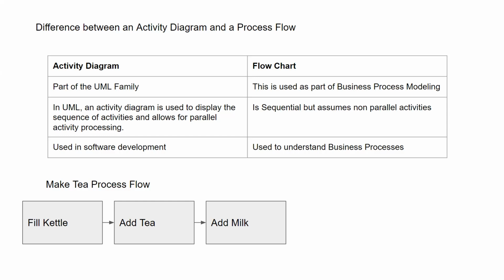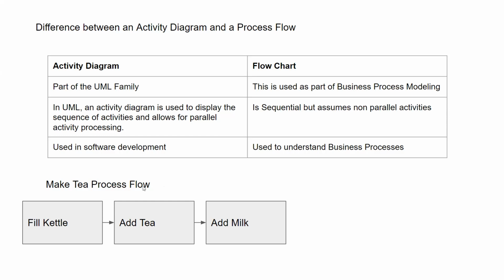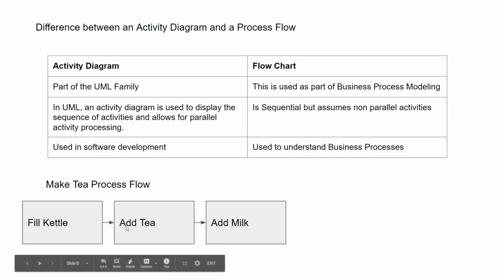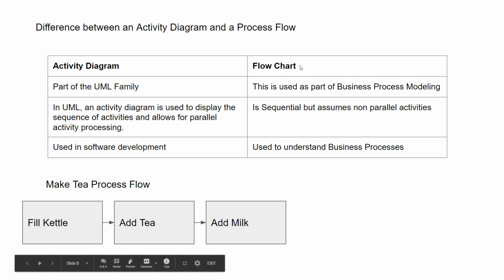And as you move along, you'll get more clarity on why there is so much detailing in process flows. So another example, and I will be using this example to build our first diagram, is the make tea process flow. What is the make tea process flow? One is to fill the kettle. That's your activity. Second is to add tea. Third is to add milk. This is step by step. Step one, step two, step three. So that will fall under your flow chart process flow. And let's go to the next slide.